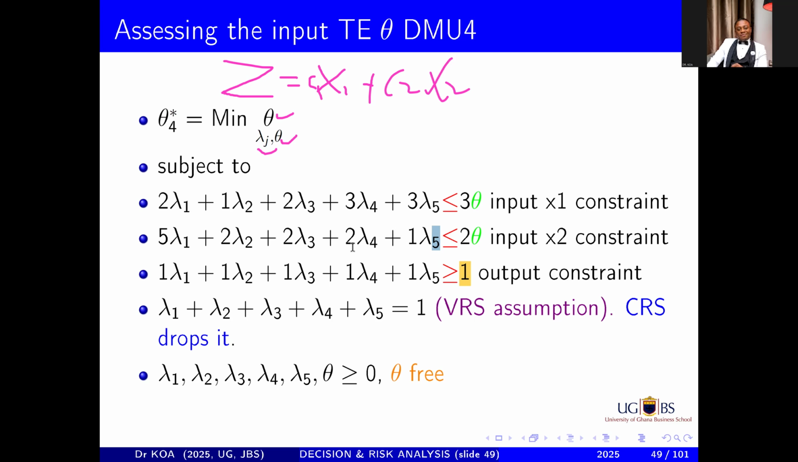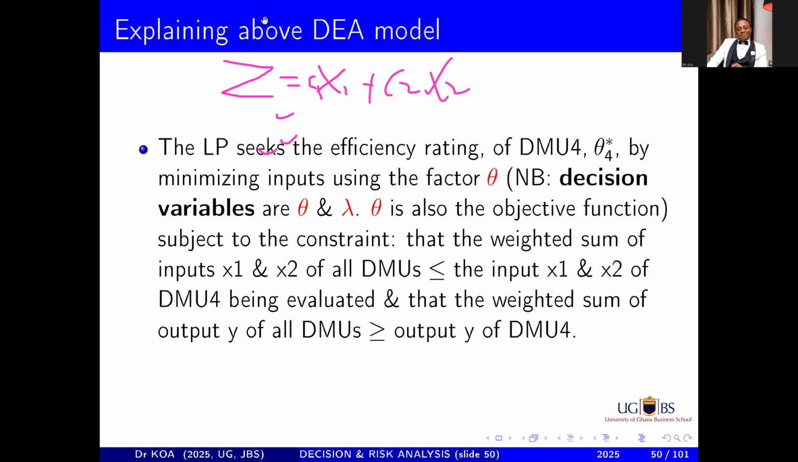So it's a linear programming problem. You have to use LINGO, you have to use LINDO, you have to use MATLAB, you have to use R or Python or any of the linear programming packages to be able to run it. And that is it. Okay, so let's summarize the interpretation.